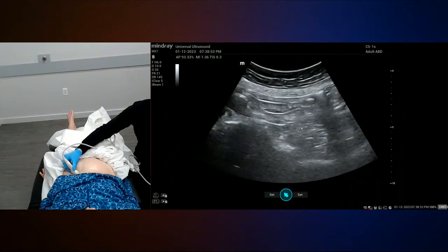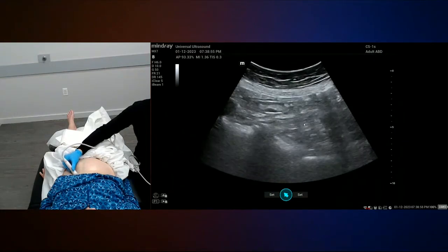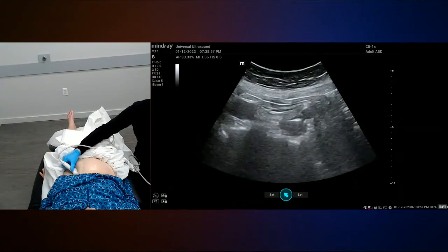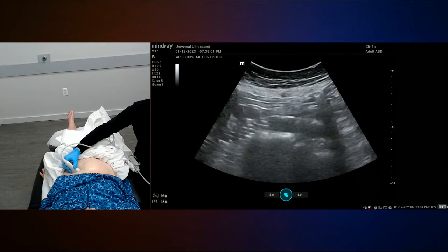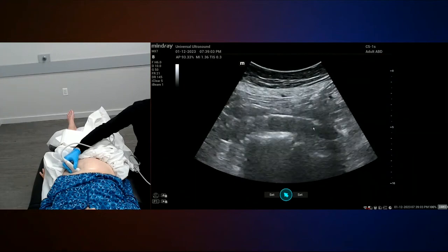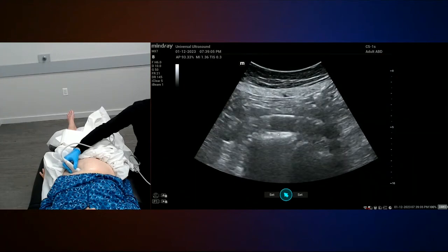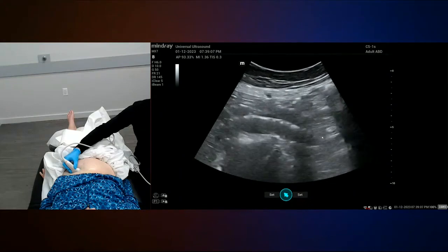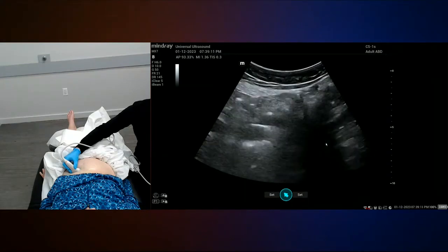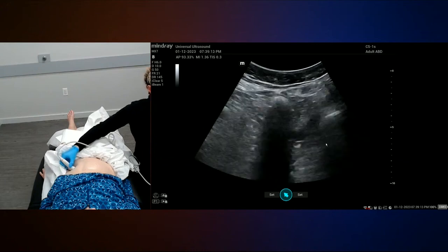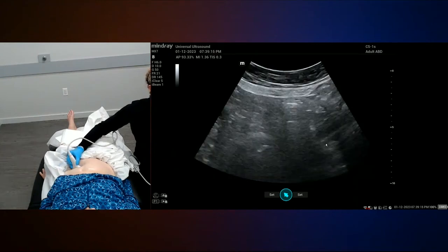I'm going to go long, and you can see the striations even more, and then I'm going to fan more medial. And you can see that opens up the stent really nice. And now I can see proximal, mid, and distal stent. So in order to get that distal stent edge, I'm going to come a little bit over here. You can always massage the bowel gas out of the way.